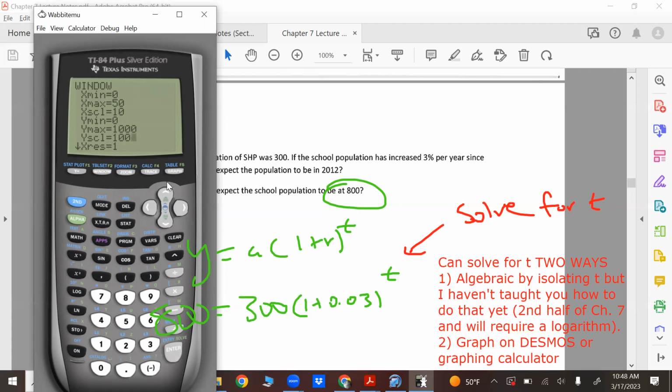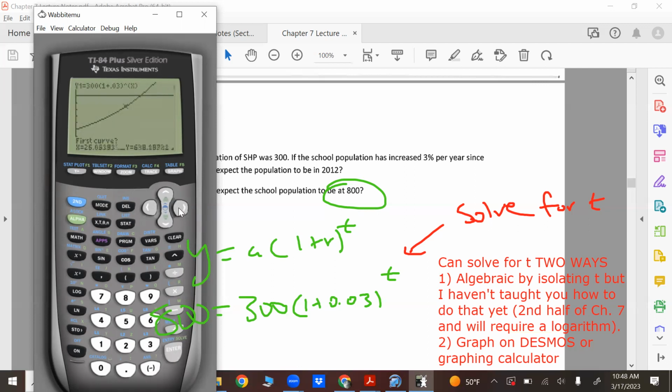So now let me graph. Here we go. So there's the exponential function, right? And then let's wait for the horizontal line. Okay, there we go. I want to see where they touch. Here's what you do. If you hit second trace and select intersect, it'll find the point of intersection for you.